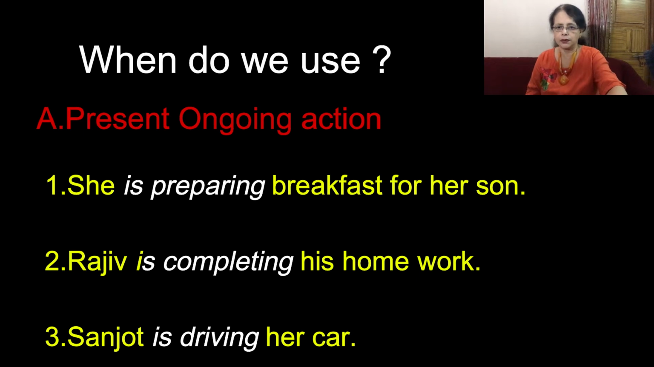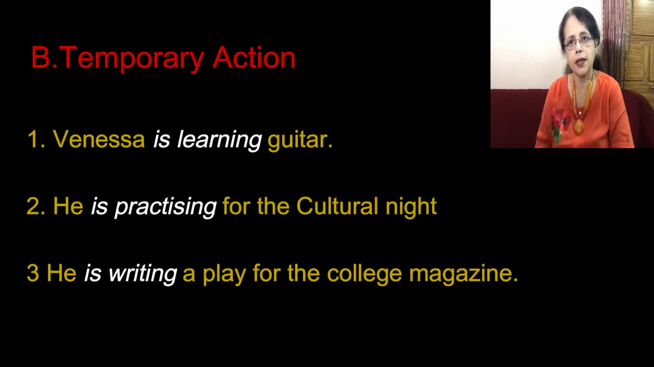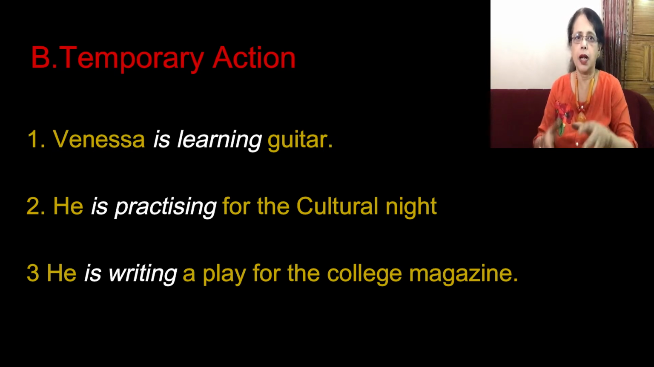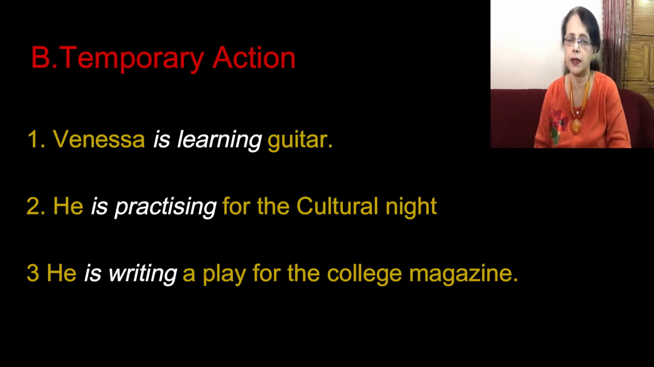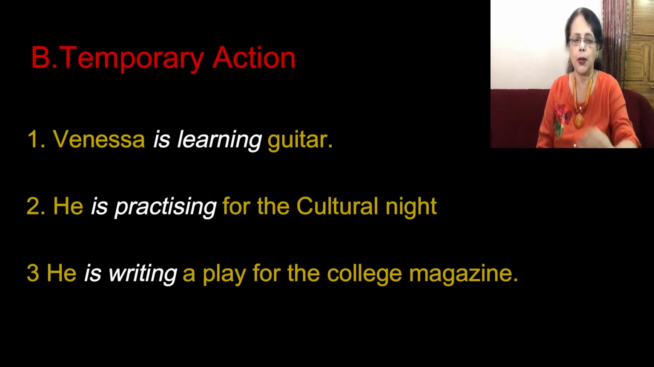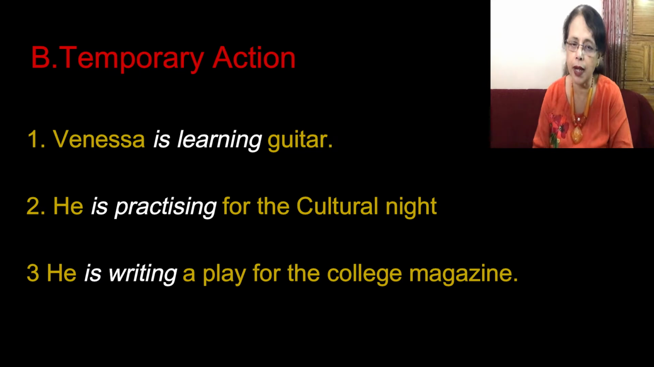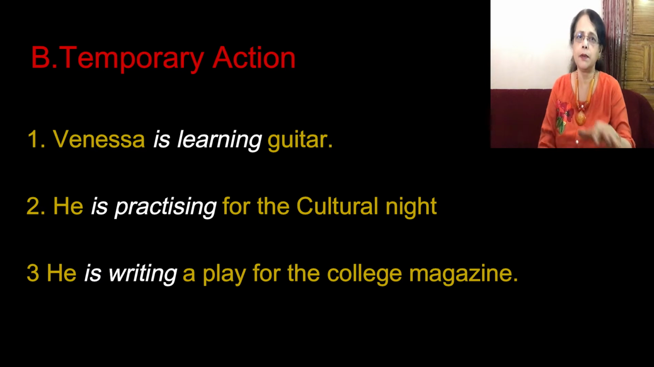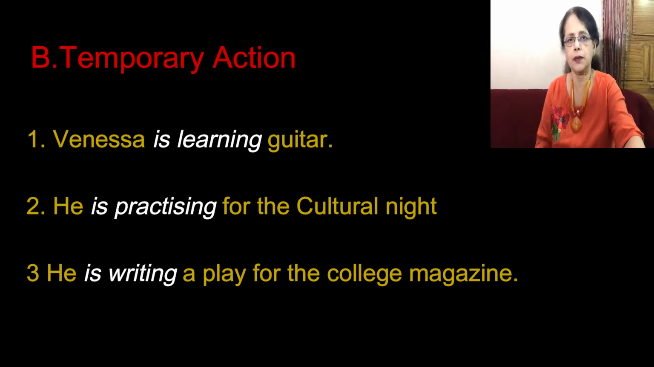Let's see another situation. We use present continuous tense when you want to talk about a temporary action, something that's happening around now, like not at this particular moment, but around this moment. For example, Vanessa is learning guitar. He is practicing for the cultural night. He is writing a play for the college magazine. All these three sentences talk about an action that is taking place in the present period of time, and they are happening temporarily.